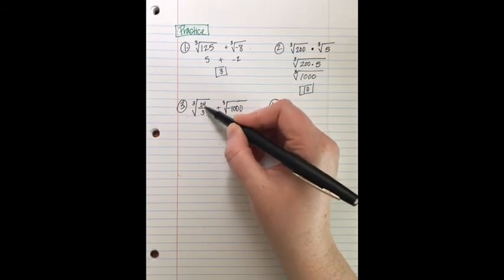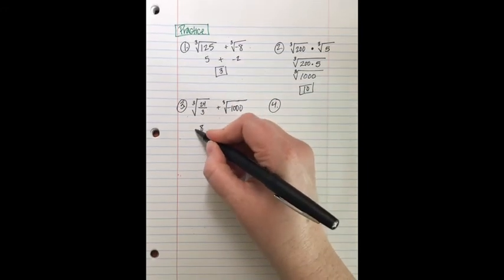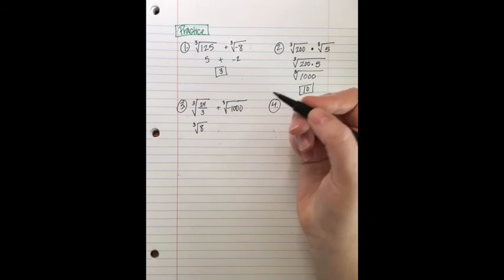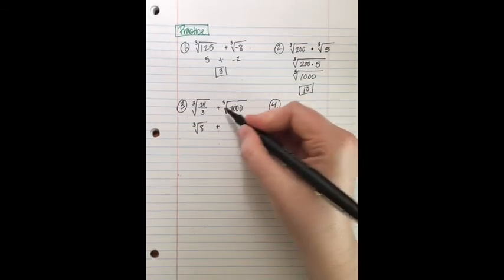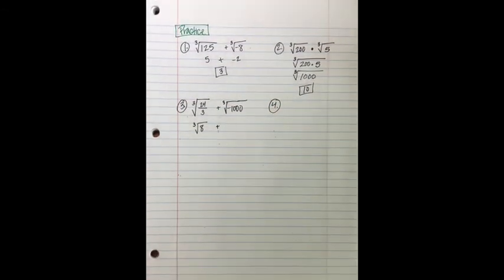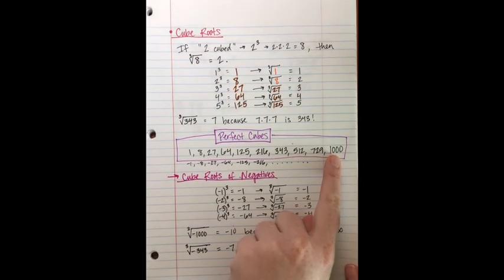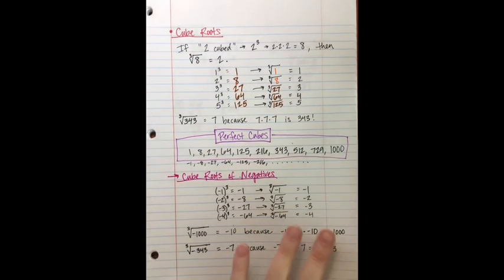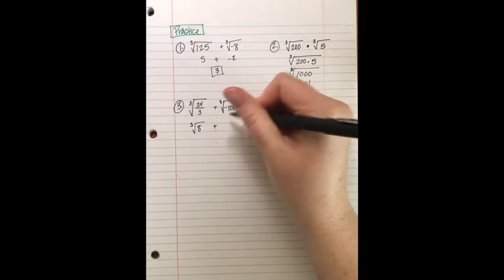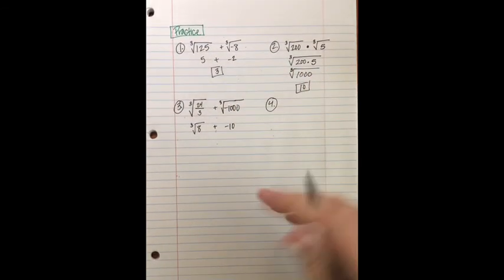24 is not a perfect cube. 3 is not. So I'm going to divide first. 24 divided by 3 is 8. So that's the same thing as the cube root of 8. Cube root of negative 1,000. Well, 1,000 is on my perfect cube list, which means negative 1,000 is also in there. Cube root of negative 1,000 is negative 10.